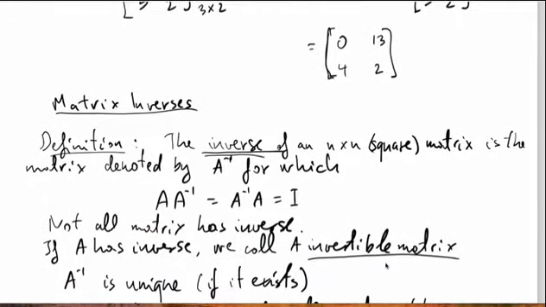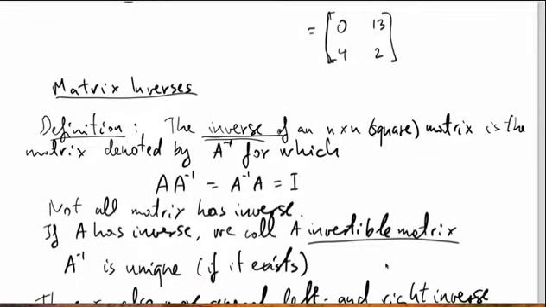Next topic in this section is the matrix inverses. The definition of the inverse of an n by n square matrix is the matrix denoted by A to the negative 1, but it's not really a power. And for this matrix, what has to hold is that A times A inverse equals A inverse times A, and that equals the identity matrix. So the inverse matrix, when you multiply it with the original matrix, should give you the identity matrix. It doesn't matter which side you are multiplying with.